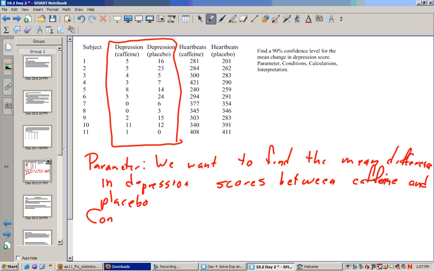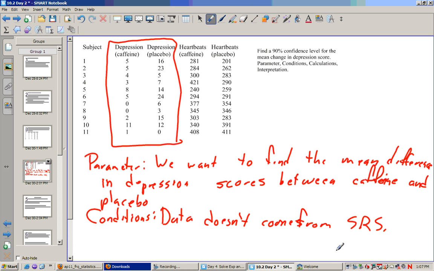All right, our conditions. Data does not come from an SRS. So we have to proceed with caution on this, knowing that we probably can't generalize this as well as we could have. We have to look at normality. So for normality, there are not enough data points to say that this would be a normal distribution by the central limit theorem.